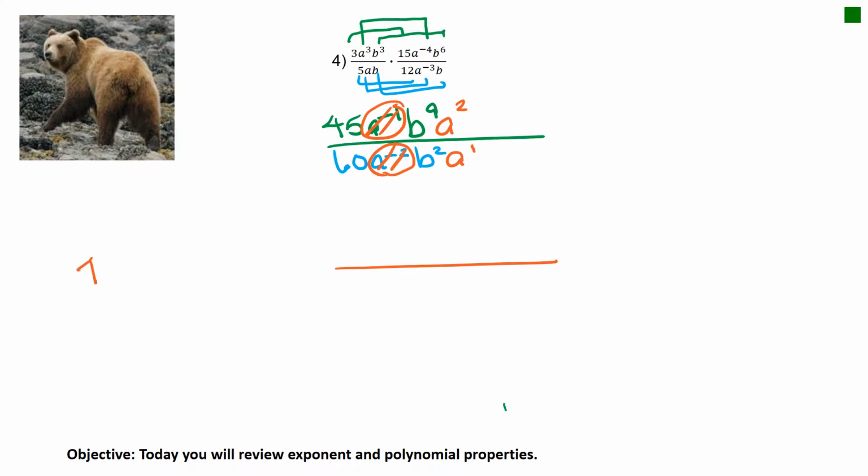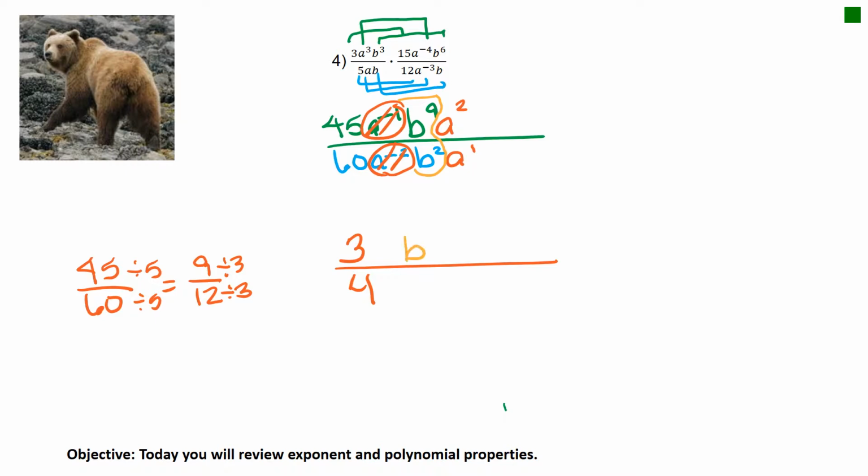45 over 60, if I go off to the side or go to my calculator and use the ABC key, they are going to simplify. I can divide them both by 5. So that's going to be 9 over 12. Those divide both by 3. So it's going to come to 3 over 4. Again, if you did 45 ABC 60 on your calculator, you would have gotten that. Look at the b's. I've got 9 b's on top, 2 b's on the bottom.